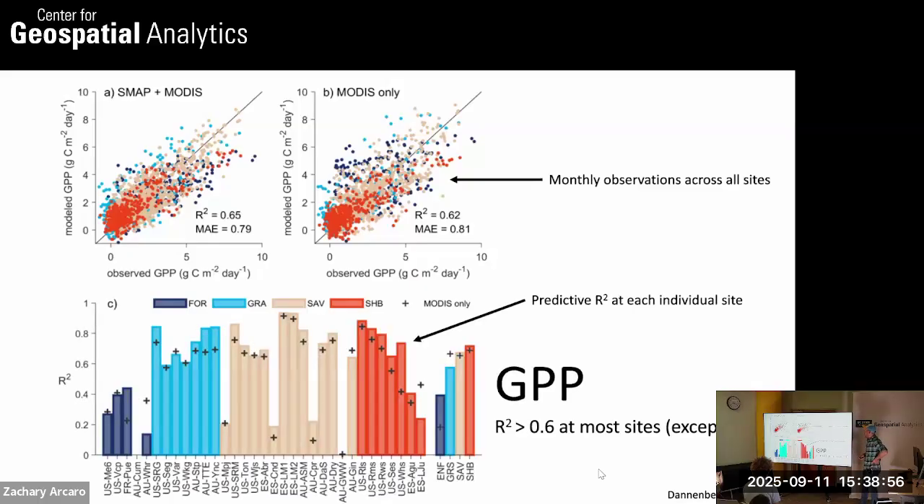This is showing the predictive R squared at each individual site, categorized into forest sites in dark blue, then grasslands, savannas, and shrublands. And generally, at most of the sites, we're getting at least 60% of the variance.